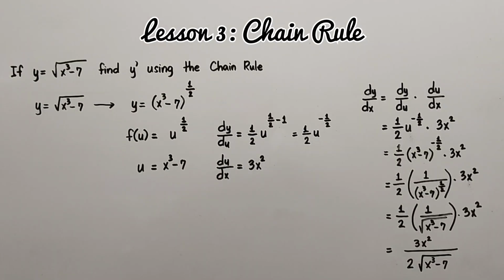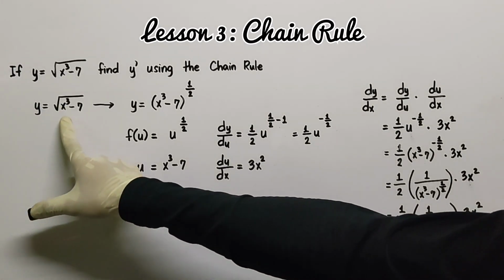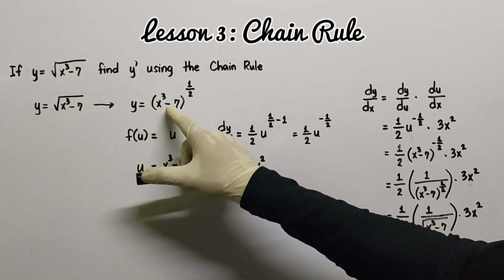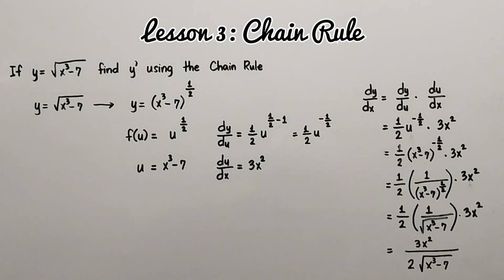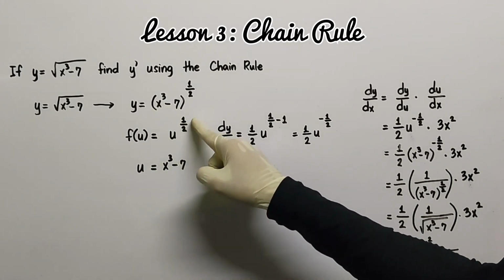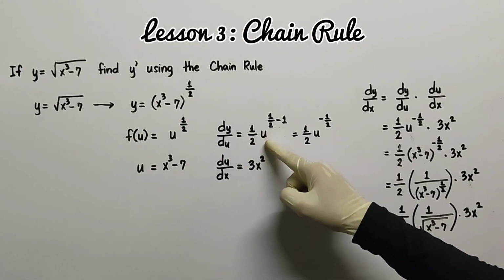If y equals square root of x cubed minus 7, find y prime using the chain rule. If we change this radical form into an exponential form, this one is equivalent to x cubed minus 7 raised to power 1 half. So this one will be our u, so we have u power 1 half. So the derivative of u power 1 half is 1 half u.